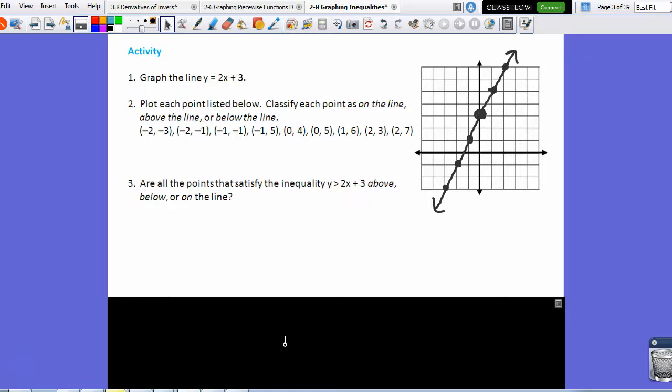So like (-2, -3) is below. (-2, -1) is on. (-1, -1) is below, etc., etc.